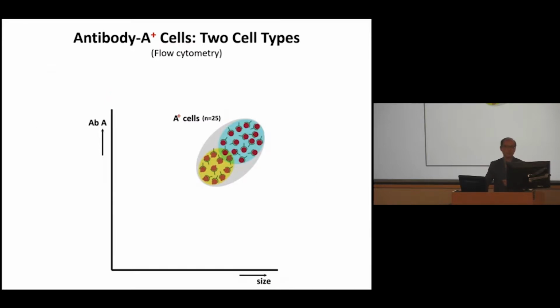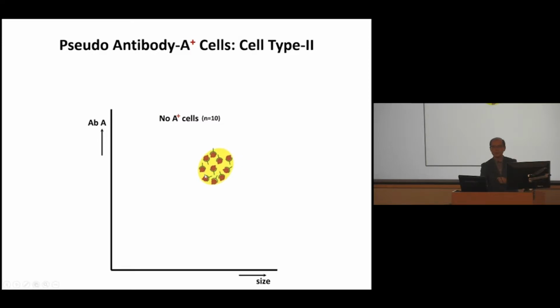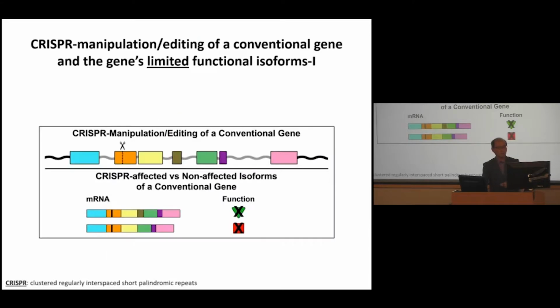Similar with the flow cytometry, with antibody A, we might be detecting 25 antibody A positive cells, but in reality, there might be two cell types. One is with solid protein and one with the isoform of the solid protein. So there will be 15 of this cell type 1, there will be 10 of this cell type 2. So again, the same gene, two different proteins, and two different cell types. There's no way that we can tell with the current protocol.